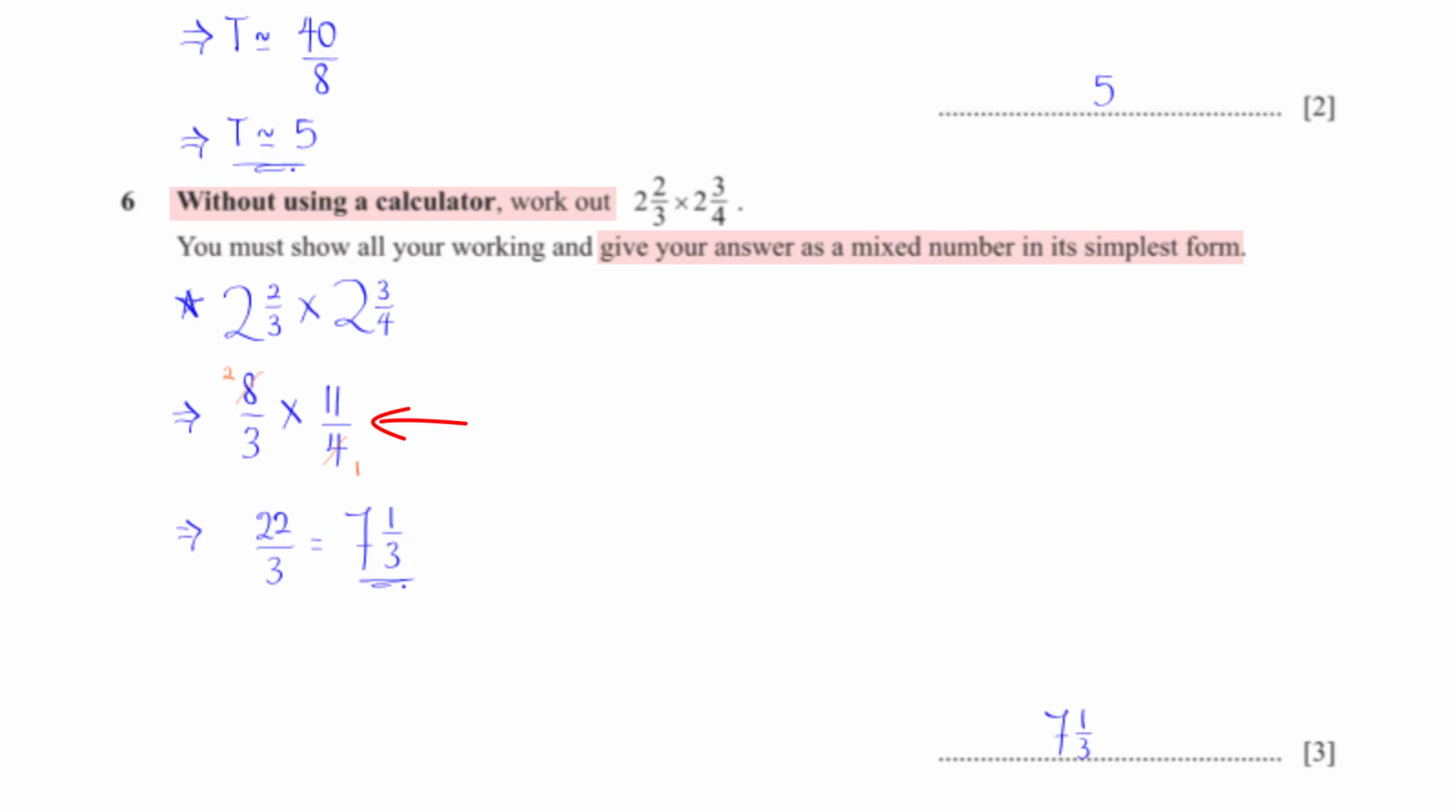So for our numerator, we have 2 times 11 giving us 22, and for the denominator, we have 3 times 1 giving us 3. 22 over 3 is an improper fraction, and so we need to convert it into a mixed fraction. 3 goes into 22 7 times, and we are left with 1 divided by 3. So our final answer is 1 over 3.